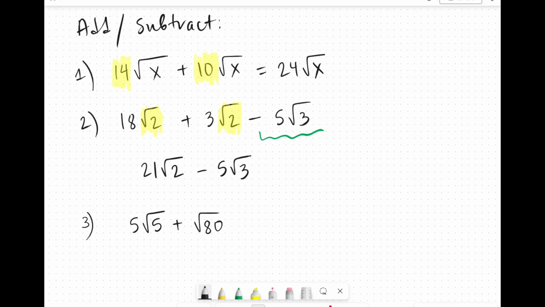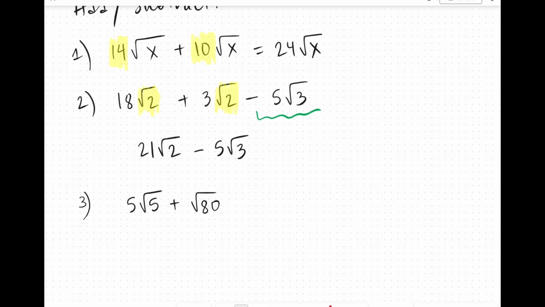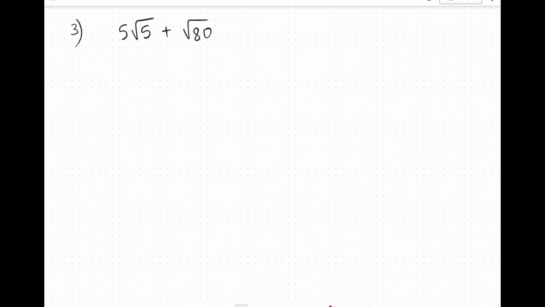Here's another addition example. As you can see, the roots are completely different. The first term has square root of 5 and the second term has square root of 80. So you cannot simplify this expression. However, what you could try to do is simplify square root of 80 separately and see, maybe the breakdown will allow you to have the root that matches the term here. So let's go ahead and break 80 down.